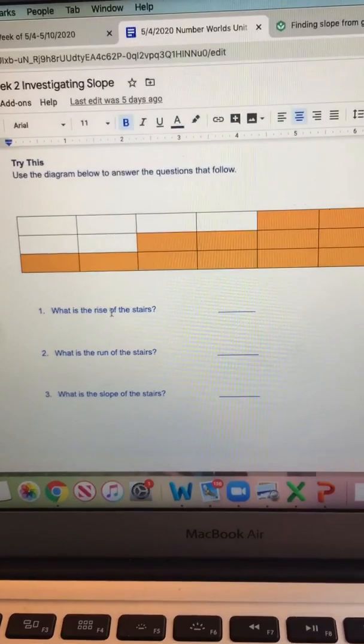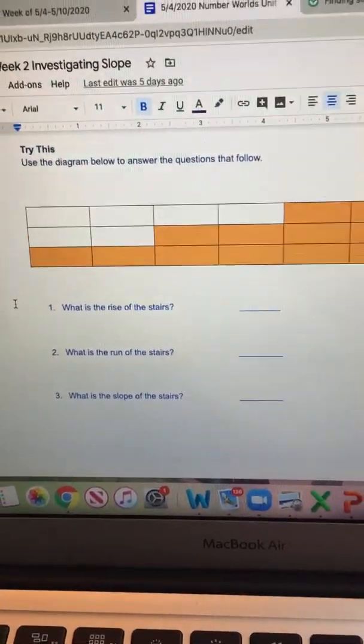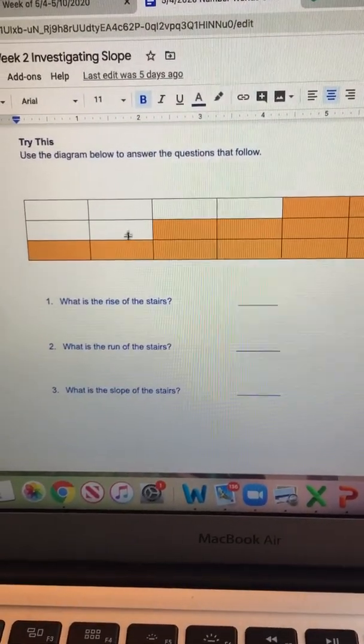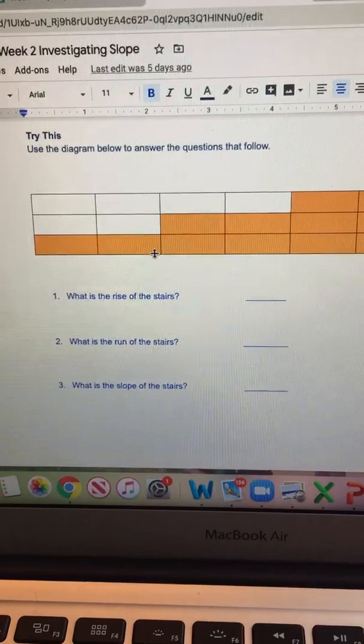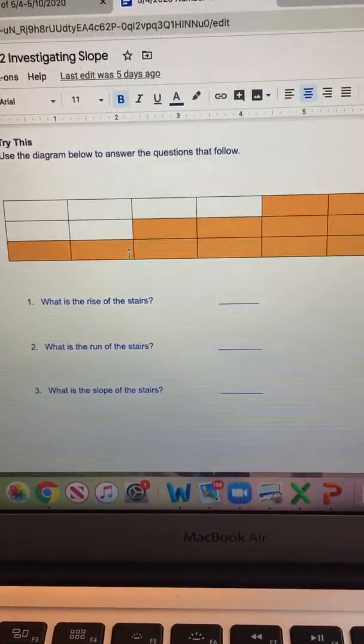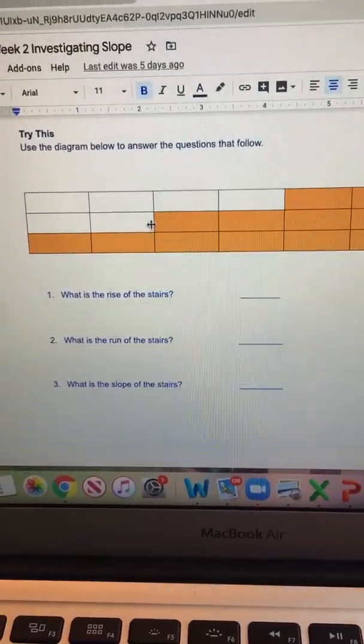Okay, what is the rise of the stair? Let me read the definition to you again. Rise is like when you're walking up the stairs. How many blocks did it go up? So we start at the bottom line. What did it go up? Okay, someone tell me.